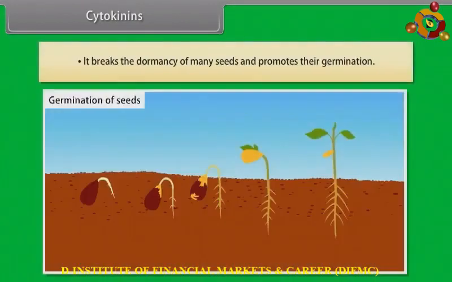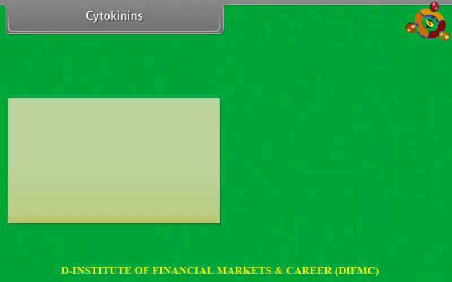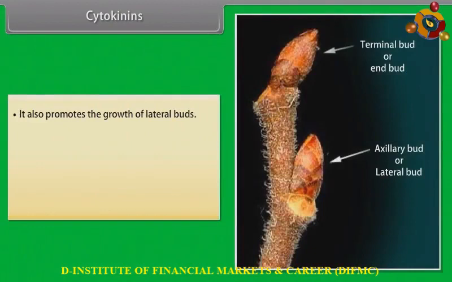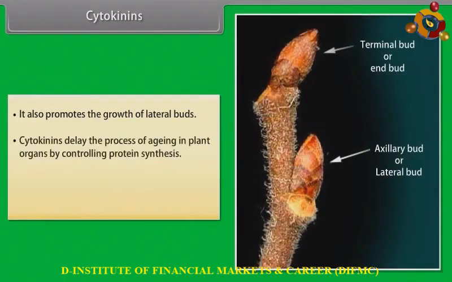It breaks the dormancy of many seeds and promotes their germination. It also promotes the growth of lateral buds. Cytokinins delay the process of aging in plant organs by controlling protein synthesis. It also helps in accumulation of salt in plant cells.